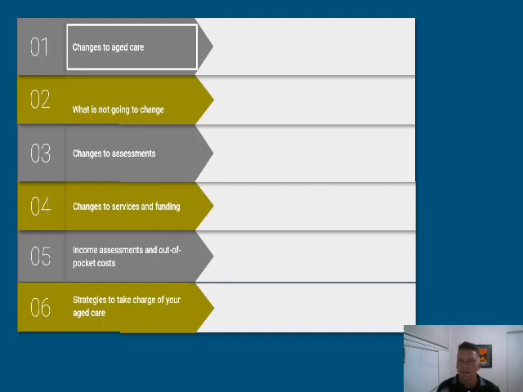With the changes coming up this year, it could become even harder to get care sorted for yourself or for your loved ones. Now, this list looks like a lot, but don't stress, they're going to be short and punchy with just the important information.